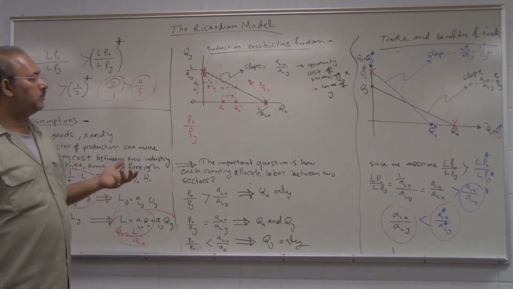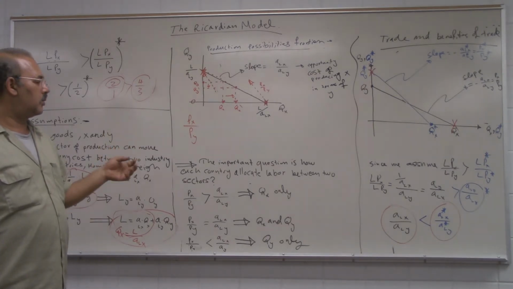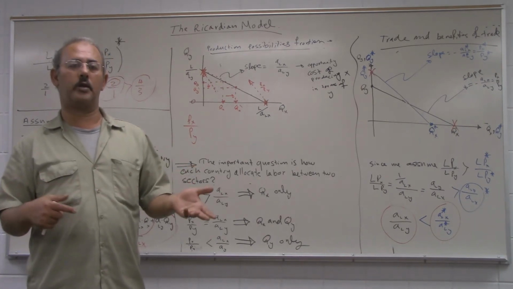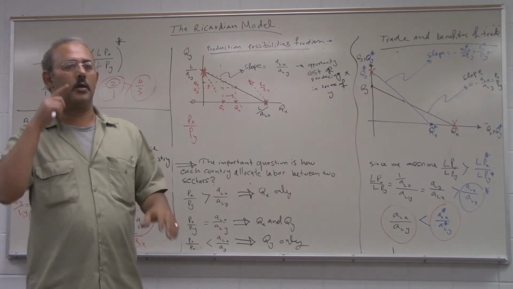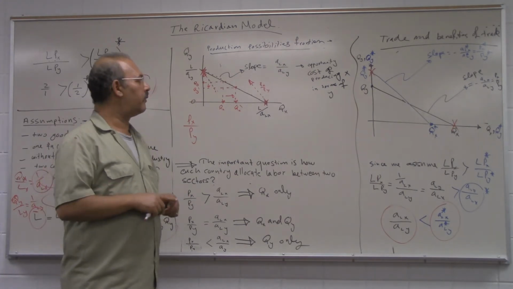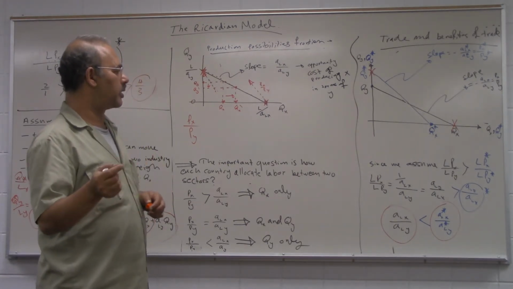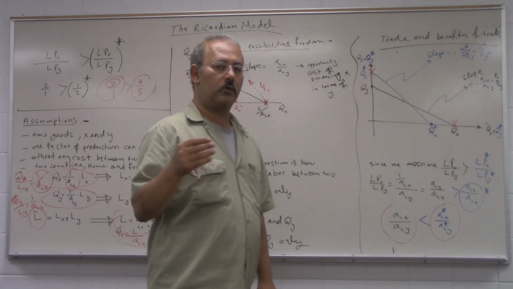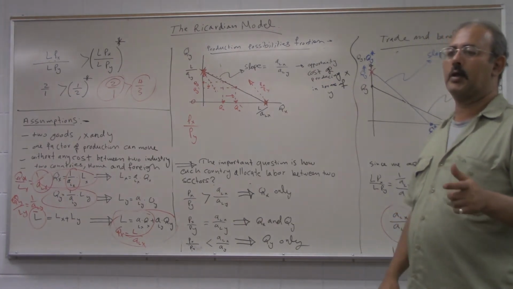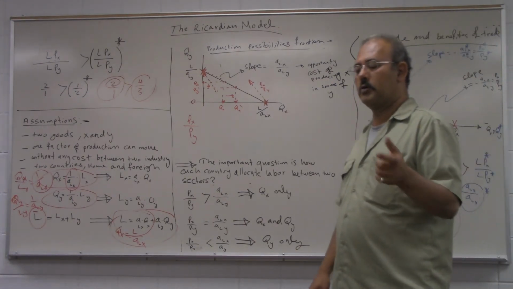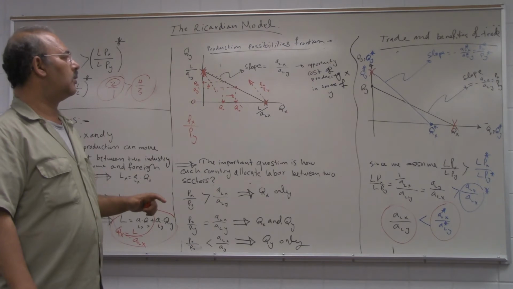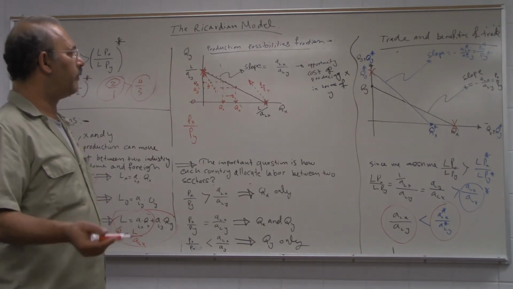Therefore, before trade, because laborers can move easily from one industry to another, the relative price of good X to good Y should equal the opportunity cost of good X compared to good Y.